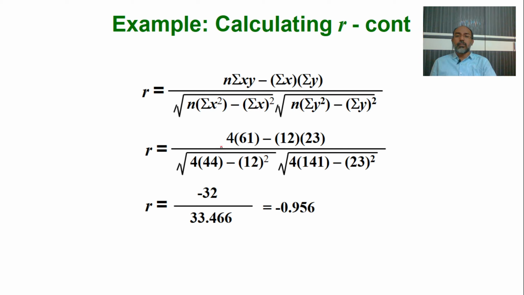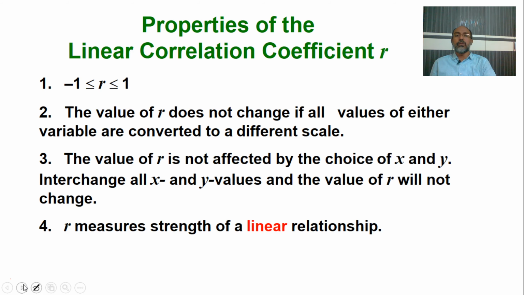For that, by simplifying, when you are doing it manually, you need 2-3 extra steps to write whatever your calculator shows. Then the final value is minus 32 divided by 33.466. Then you find minus 0.956. So hence the correlation is very strong between these two.